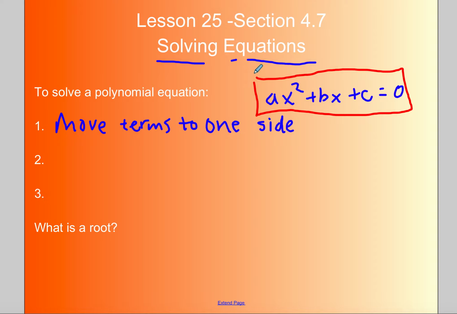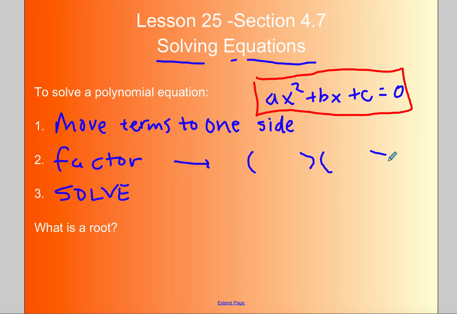So if you move everything to one side, then one side of your equation will be equal to 0. Once you have everything moved over to one side, then we'll factor. And then, lastly, we will solve after we have factored. When we do this step, our polynomial equation will look something like this, where we'll have our two things that we would multiply together to get back to here. And then once we have this, we will solve.